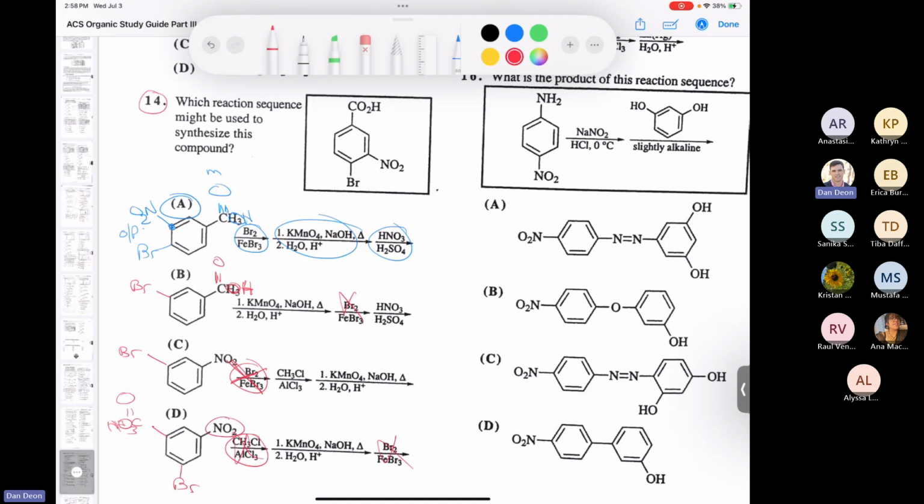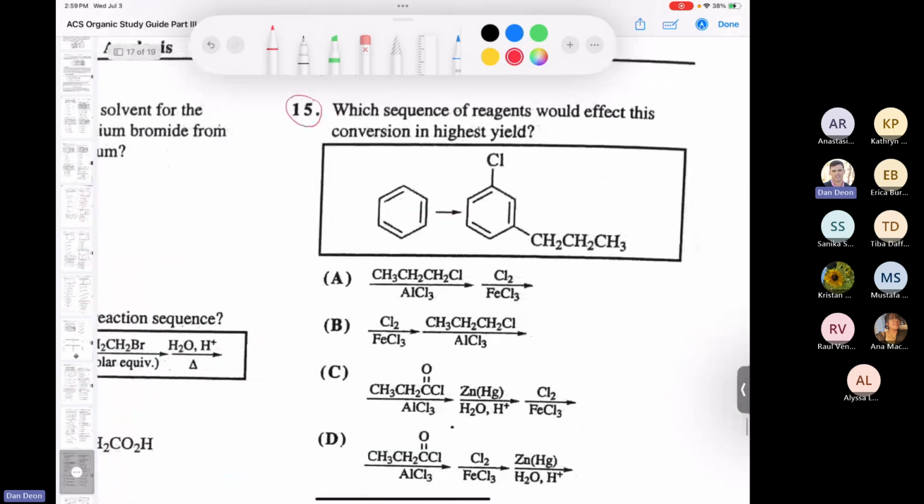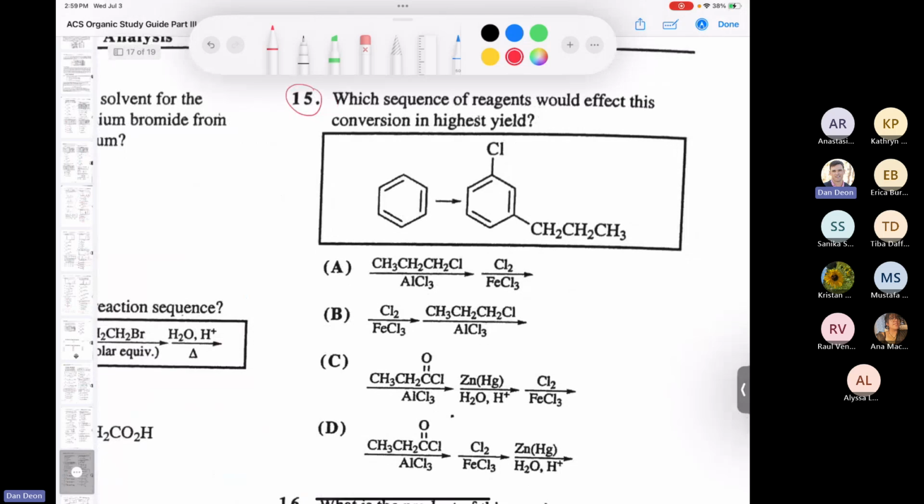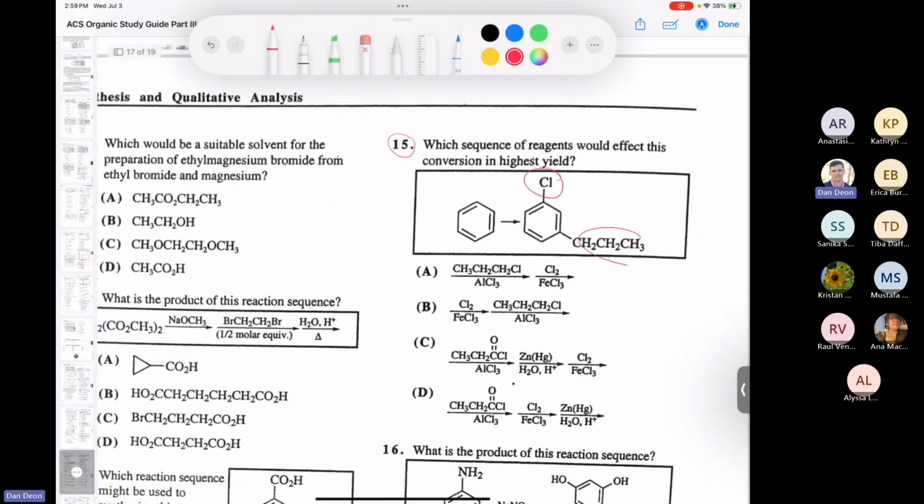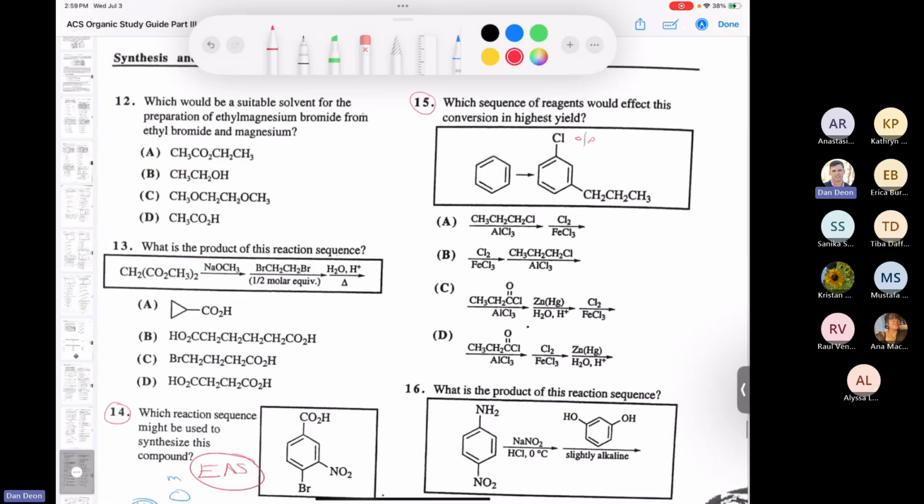And like one of the students was asking me, electrophilic aromatic substitution, you see that basically this question deals entirely with that pretty much. Question 15. Which sequence of reagents would make this compound? So you want to put a chlorine and a propyl group meta to each other, but remember a chlorine is an ortho para director and a propyl group is an ortho para director, but we could have the ketone here, and then that would be a meta director. So maybe a Friedel-Crafts acylation is what we're looking for.